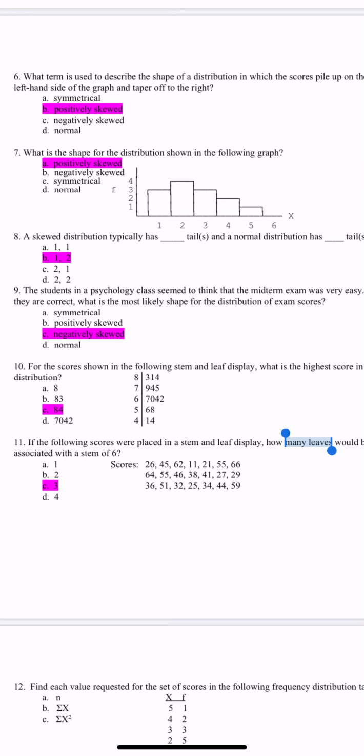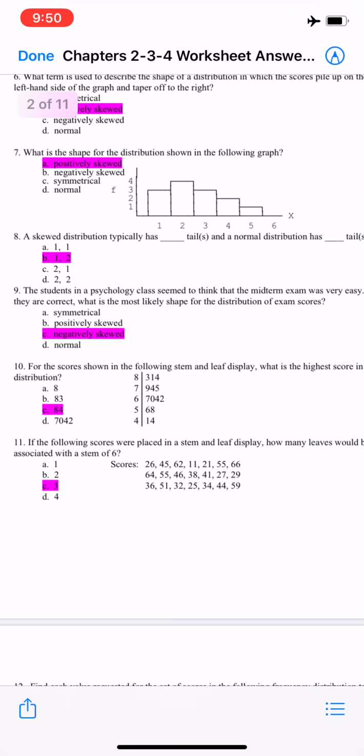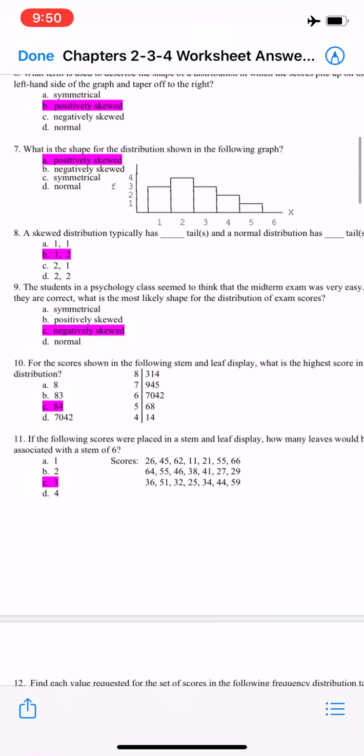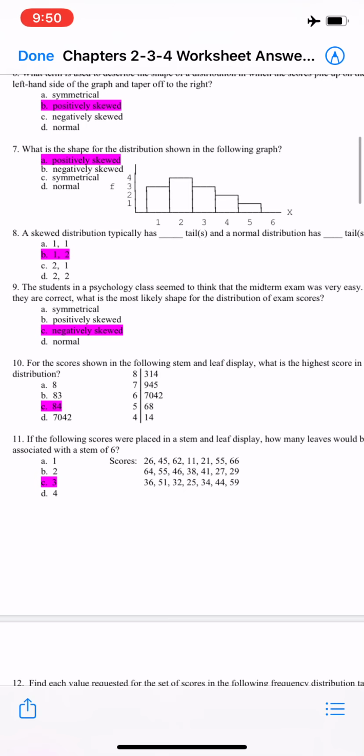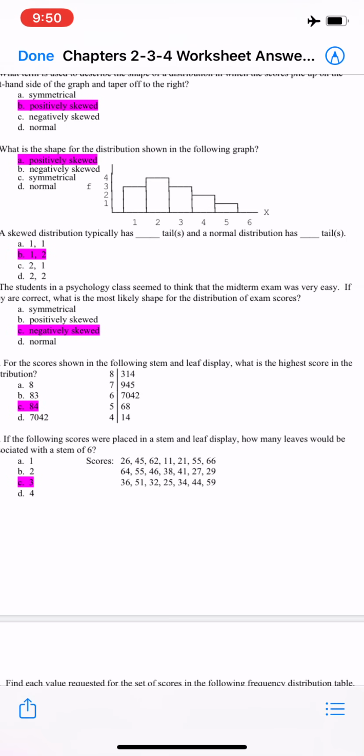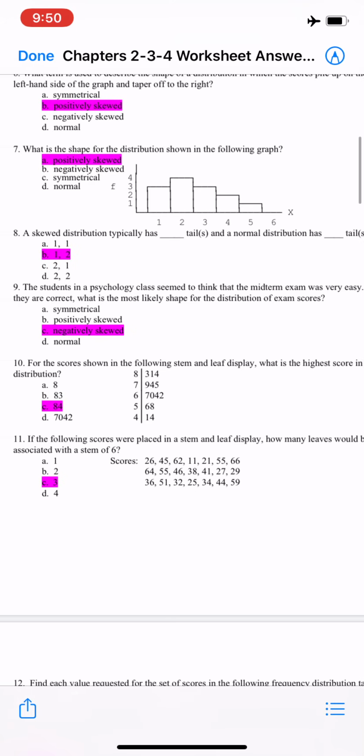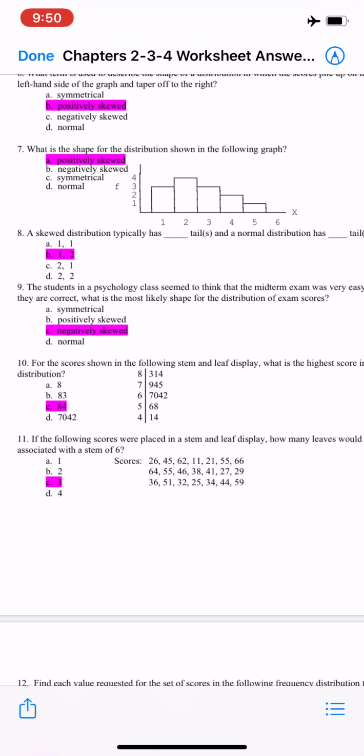The students in a psychology class seem to think that the midterm exam was very easy. If they are correct, what is the most likely shape for the distribution of exam scores? Well, if they think it was easy, then they probably all did very well. So that means the scores will pile up to the right. And if scores pile up to the right, that means it's negatively skewed.